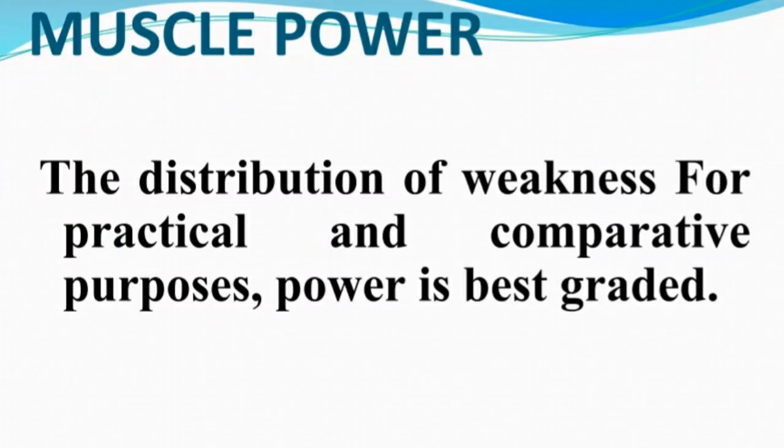Muscle power. For practical and comparative purposes, power is best graded. Upper motor neuron lesions, like stroke, lead to weakness that characteristically involves the extensors and abductors more than the flexors and adductors of the arms, and the flexors more than the extensors of the leg. This is called pyramidal distribution of weakness.